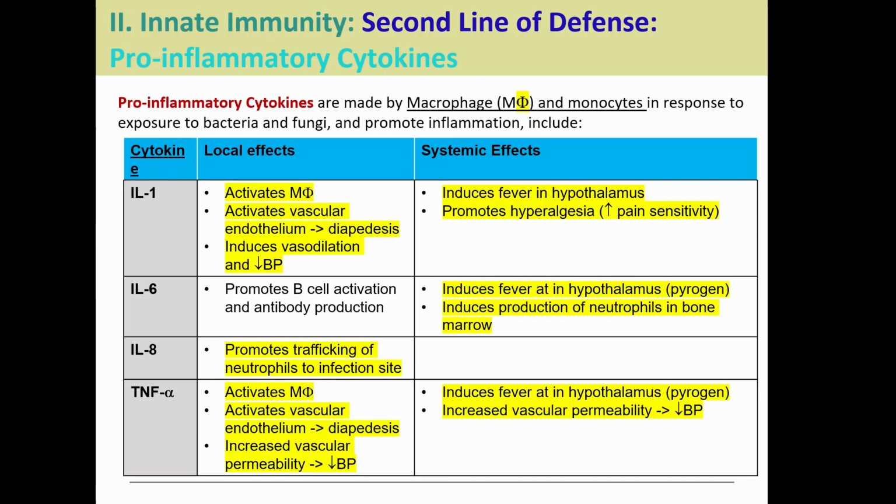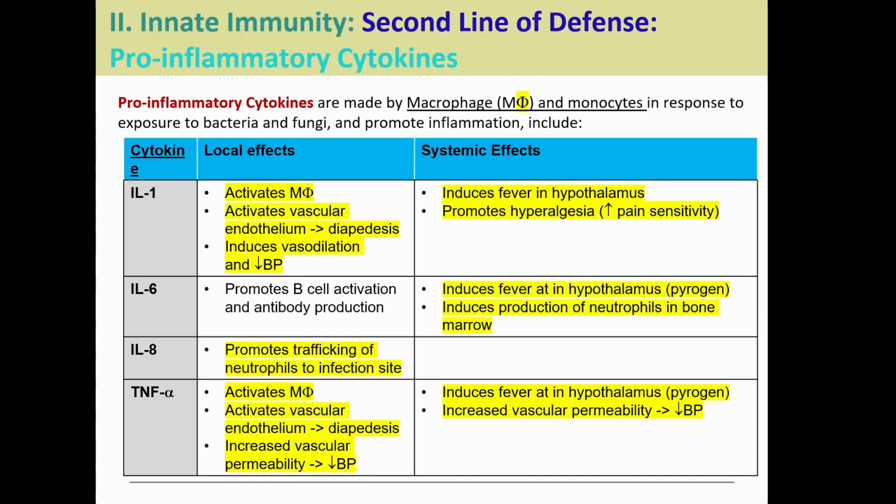This can also cause fever, right? And also make you more sensitive to pain as well. Interleukin 6, this is going to promote the B cell activation and antibody production, also can induce a fever, and it can induce the production of more neutrophils as well. Interleukin 8, this is going to help move neutrophils to the infection site. So it's going to serve as a beacon or a signal so that neutrophils can move to the appropriate site.